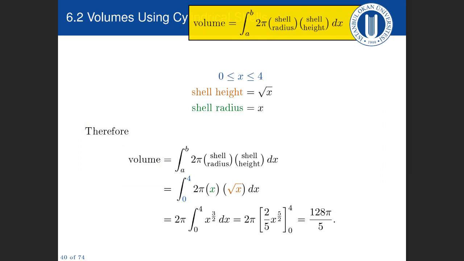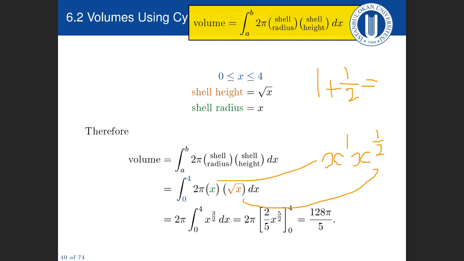Okay, question from the chat. We have x and root x. How do we get rid of the x? We don't. We have x to the power 1, and we have x to the power of a half. The green x is x to the power 1, and root x is x to the power of a half. And of course, 1 plus a half is 3 over 2. So that's why I have x to the power 3 over 2 just here.